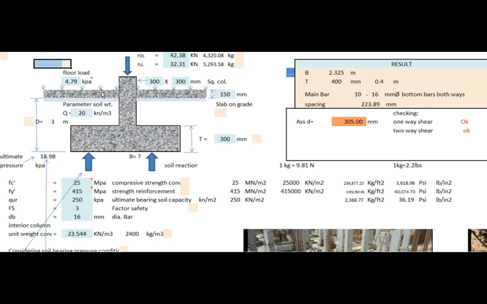We'll assume that the floor load is 4.78533632 kN per square meter, or kilopascal. The depth is 2 meters. And we have a slab on grade thickness of 150 millimeters.